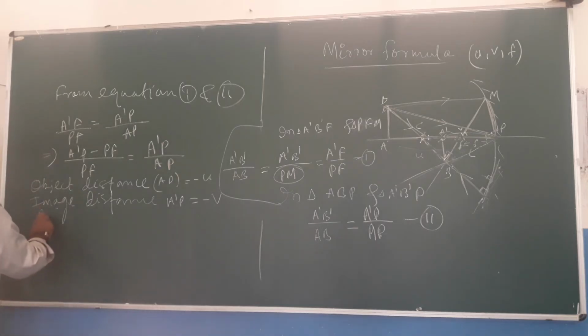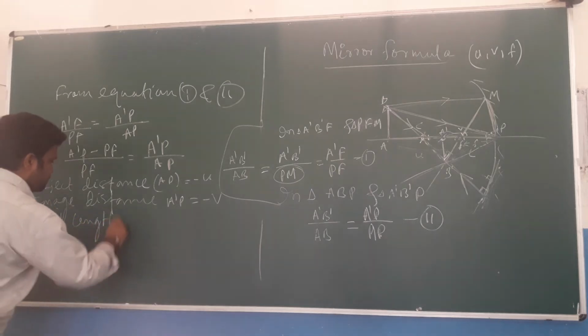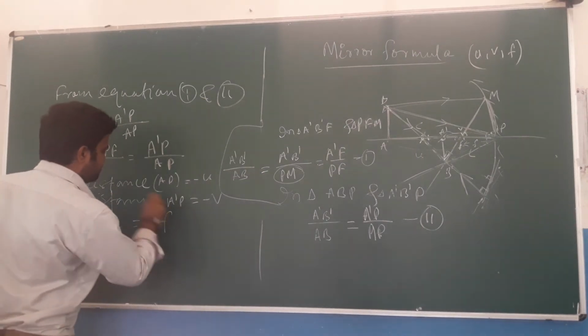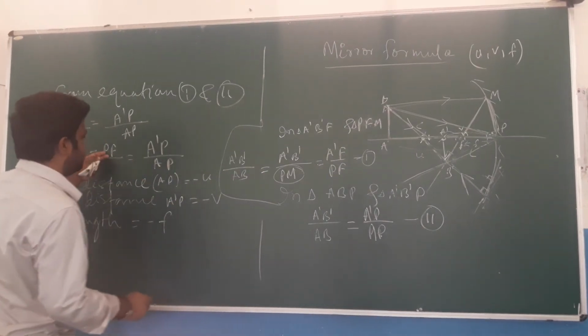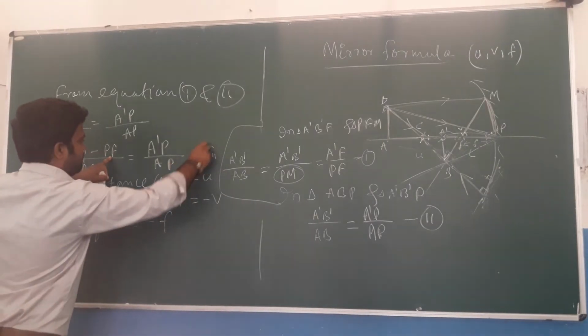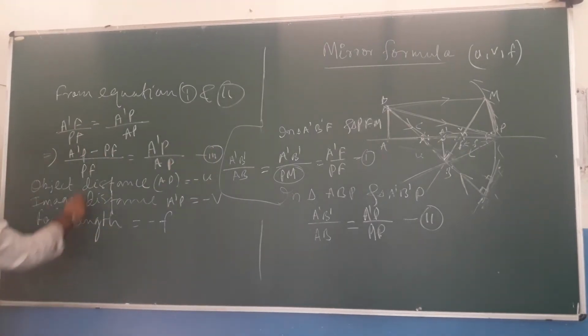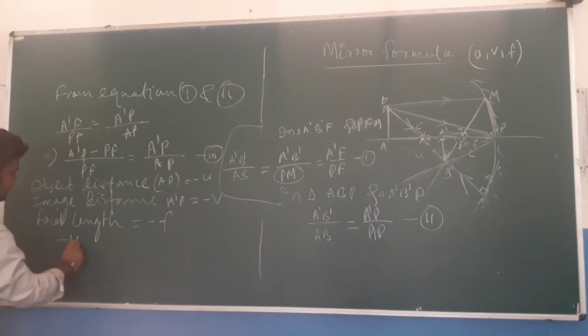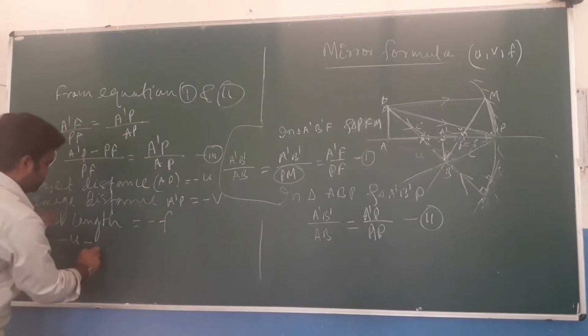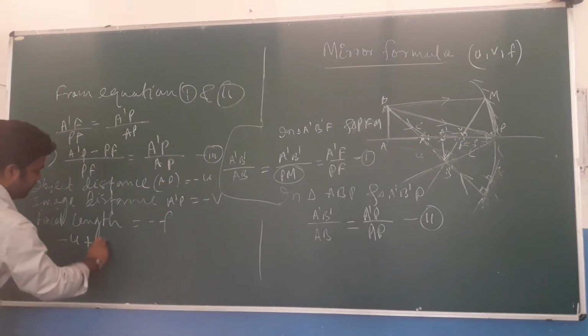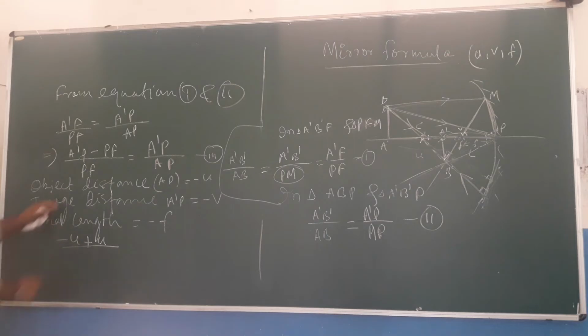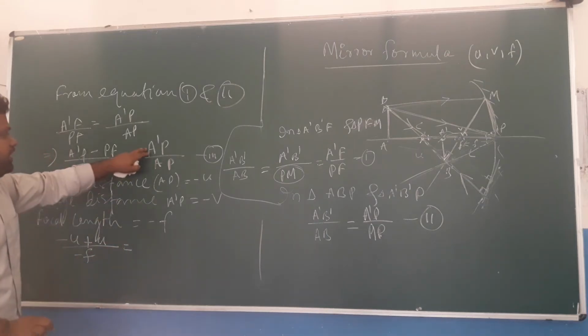So the focal length for your concave mirror in this case is minus f. Now put all these values in this equation, suppose this is equation number 3. Putting everything in equation number 3, A'P is minus v, and PF is minus f, so minus f is equal to A'P by AP, where AP is minus u.